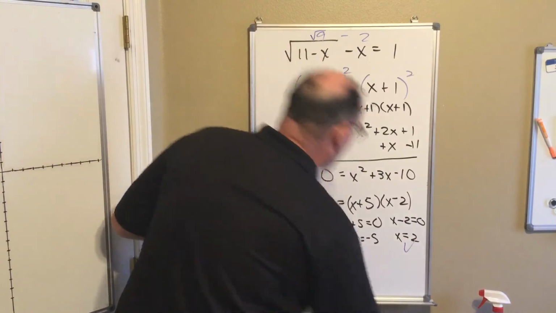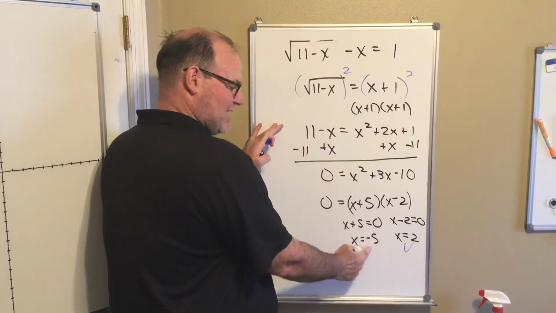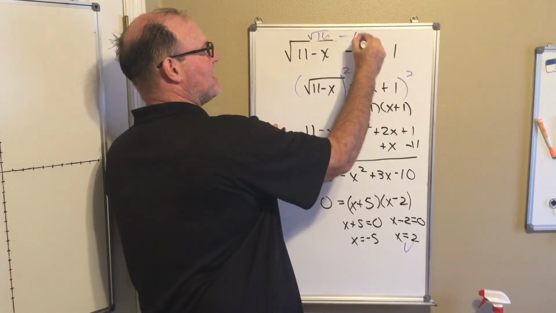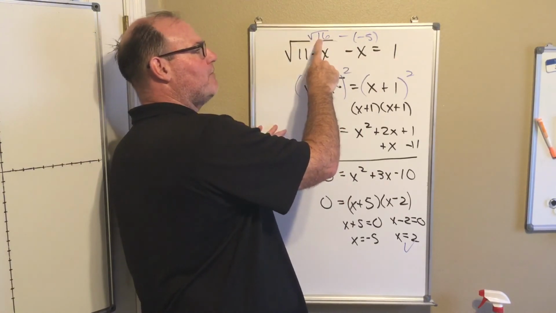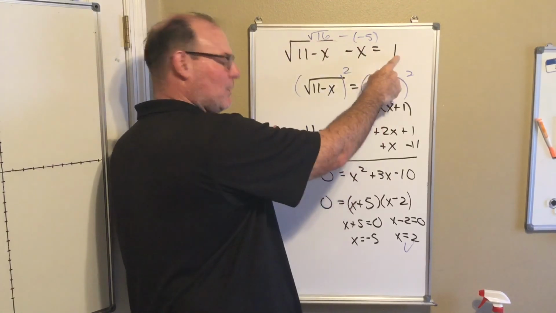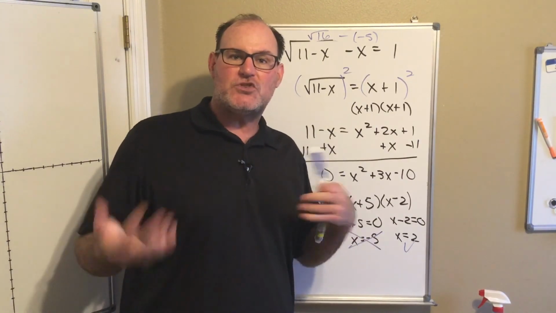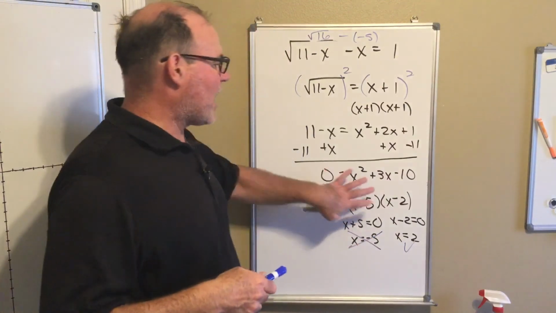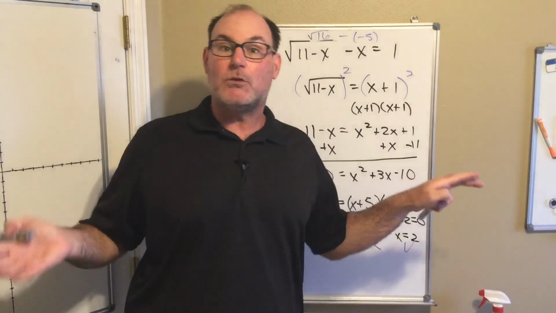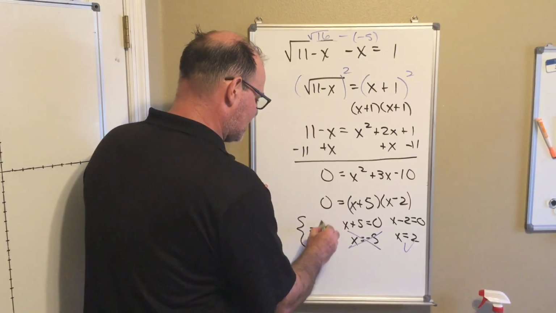That's great. Now I'm going to check the negative 5. So 11 minus negative 5 is the square root of 16, minus negative 5. Square root of 16 is 4. 4 minus a negative is 4 plus 5. That's 9. That is not equal to 1. So this is a fake answer right there. That happens sometimes when you solve your radical equations because you are squaring. Sometimes you end up with fake answers. So sometimes both answers will work. Sometimes neither will work. Sometimes only one will. In this case, only one did. So my solution set is 2.